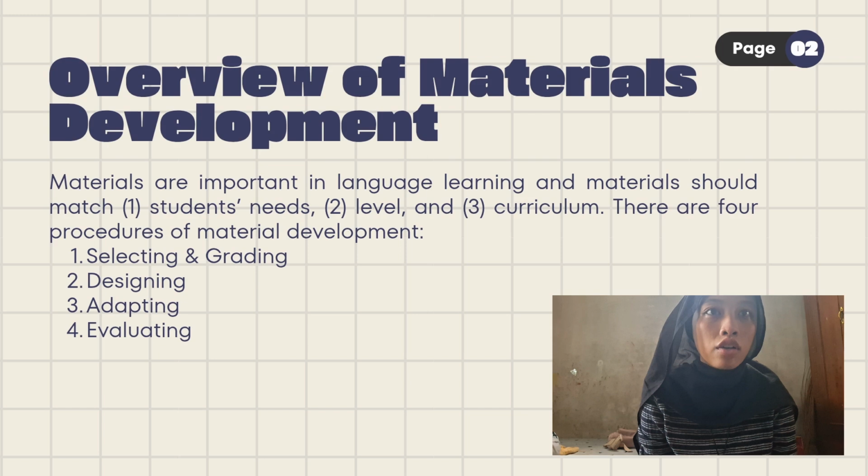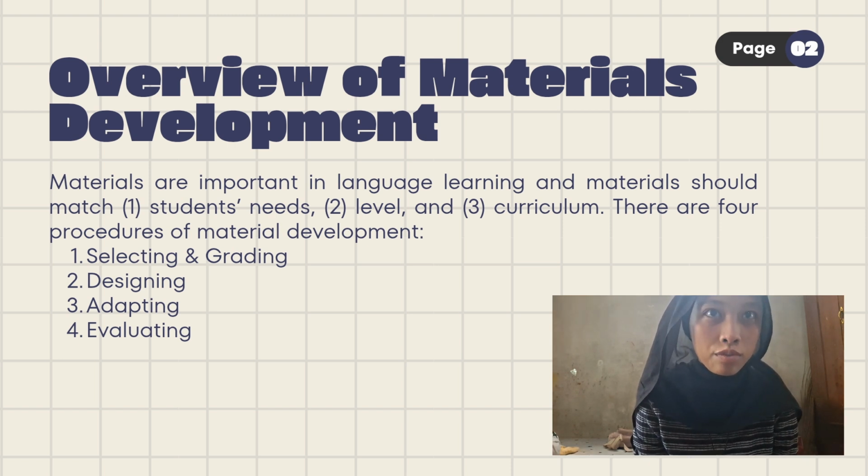My student number is 8320240083. So in this video, I will explain 4 important procedures in developing English teaching materials. These procedures are selecting and grading, designing, adapting, and evaluating. All of this is important to make sure that the materials used in the classroom are suitable for students.